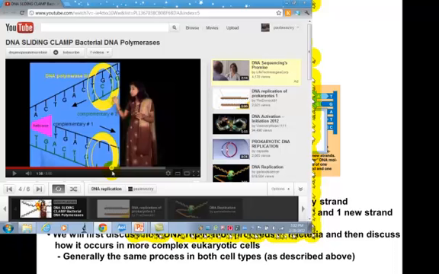So this clamp is just floating along the DNA, and it's connected to the polymerase and is able to keep it in place, because if it depended on the DNA polymerase 3 alone, it would just fall off. It has very low processivity and very low affinity to the DNA itself. And also this clamp is what enhances the processivity of the polymerase.